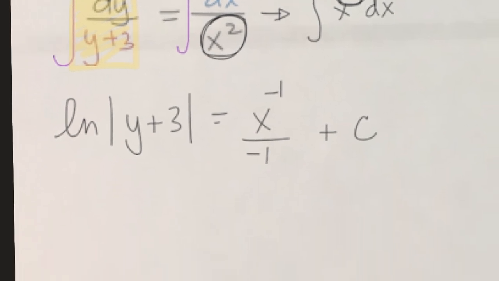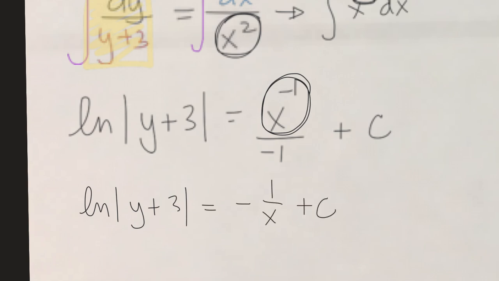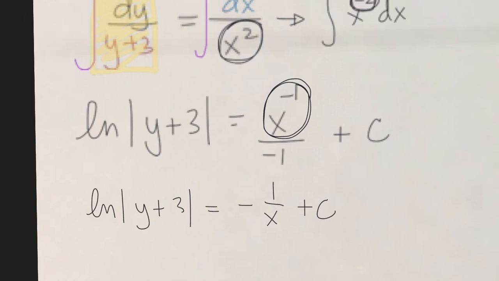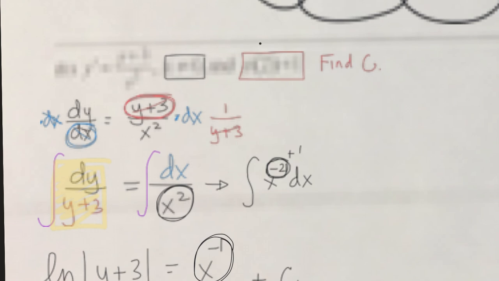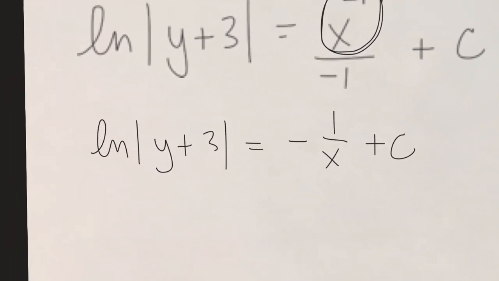Doing a little bit of simplifying, we can put this back in the denominator. So natural log of y plus 3 equals negative 1 over x plus c. That's the best way to write this antiderivative. Let's solve for c. So I have an x value of 2 and a y value of 1. So 1 plus 3, that's positive 4.